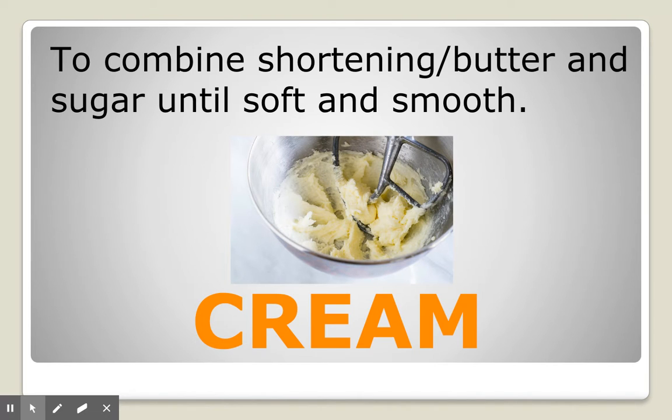Our next term is cream. You want to combine shortening and butter and sugar until it's soft and smooth. When you make chocolate chip cookies or just about any kind of cookie, it'll tell you in one of the first instructions to cream the butter and the sugars together. And that's what this is helping you to do, whether you're using a stand mixer or a hand mixer or even by hand. You're creaming the butters and the sugars together.